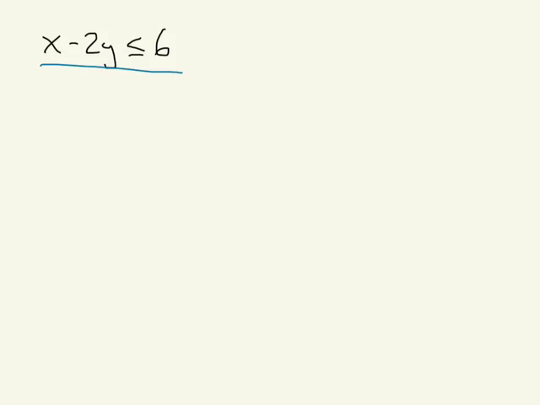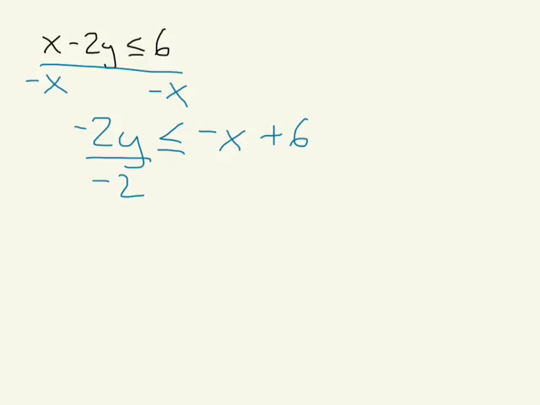So the first thing we're going to do is subtract x from both sides. So I have negative 2y is less than or equal to negative x plus 6. Now I need to get y by itself, so I'm going to divide by negative 2 on both sides. So now I have y on this side.